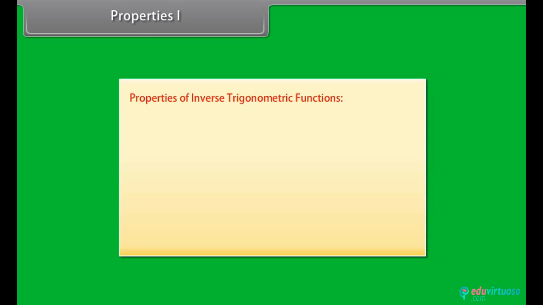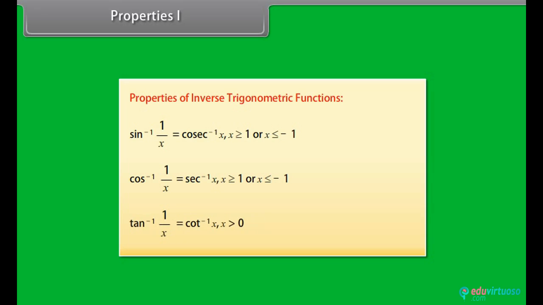Properties 1. Let's now learn about properties of inverse trigonometric functions. Sine inverse 1 by x is equal to cosec inverse x, where x is greater than or equal to 1 or x is less than or equal to minus 1. Cos inverse 1 by x is equal to sec inverse x, where x is greater than or equal to 1 or x is less than or equal to minus 1. Tan inverse 1 by x is equal to cot inverse x, where x is greater than 0.